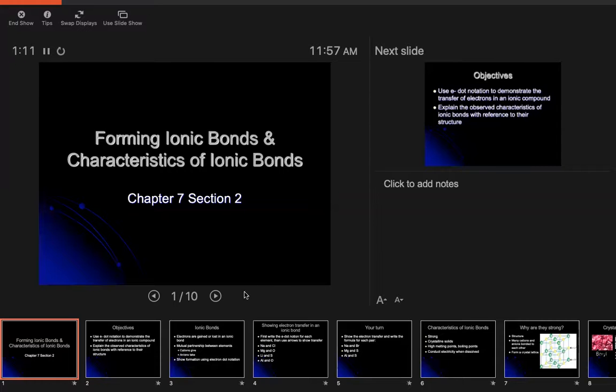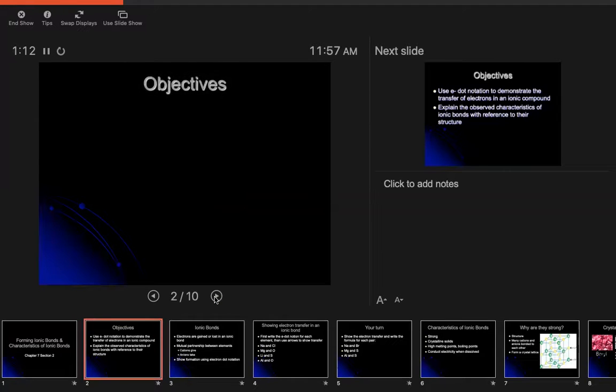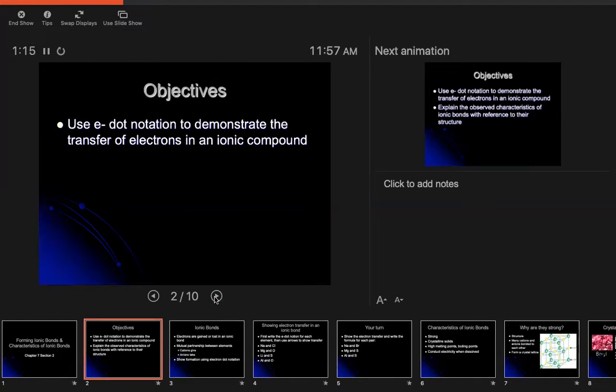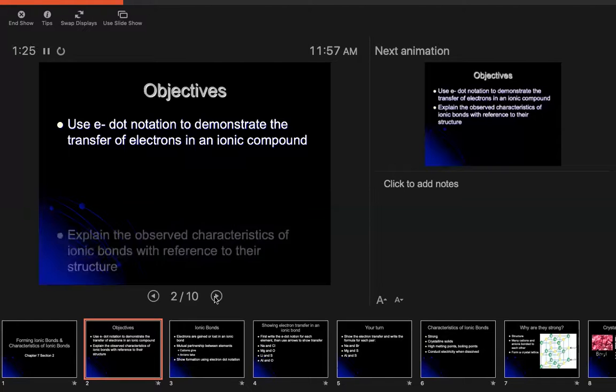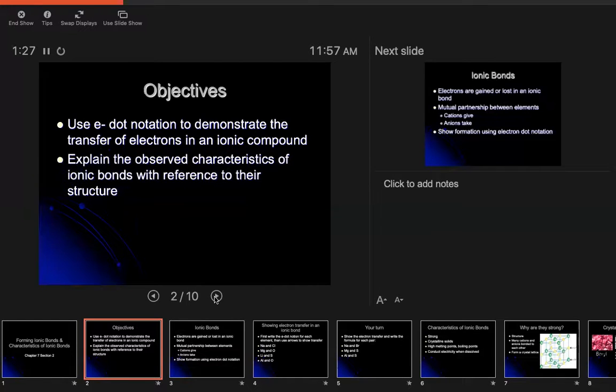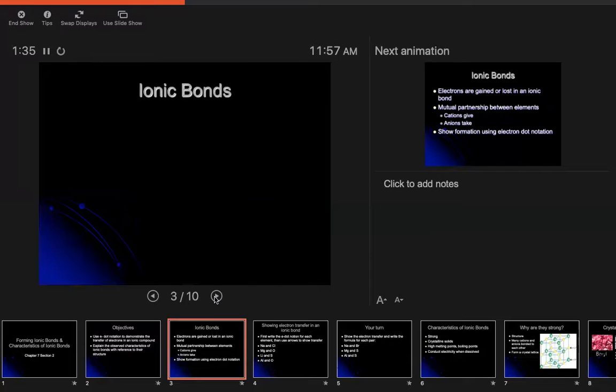All right. So our objectives. First, I want you to use electron dot notations to demonstrate how the electrons transfer to form an ionic bond. That's our first focus. Our next focus will then be explaining the observed characteristics of ionic compounds with reference to how their structure is put together. So first up, ionic bonds.